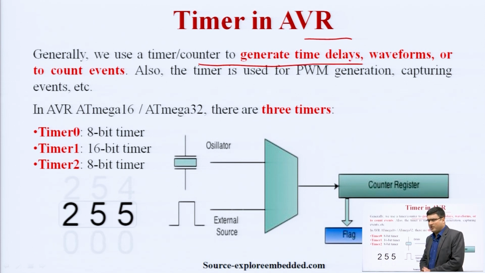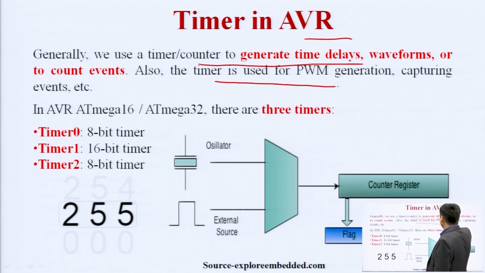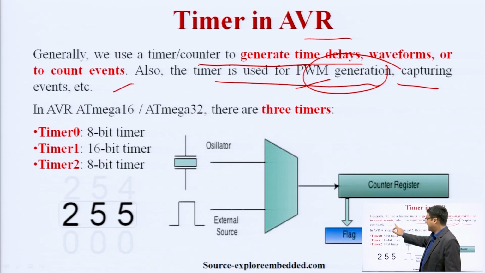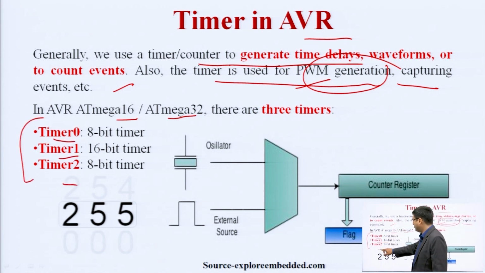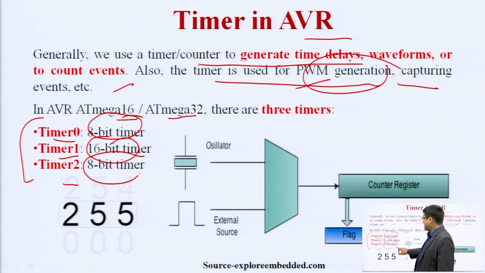So to generate time delays, to set some particular time, to count events, we need timers. A timer may be used in PWM generation. We have seen in our previous lecture that the PCA timer works in the capturing mode, PWM modes, to count the events, etc. So in our ATmega32 or ATmega16, one of the AVR microcontroller family, there are 3 timers: timer 0, timer 1, timer 2. Timer 0 is 8-bit, timer 1 is a 16-bit timer, and timer 2 is 8-bit.